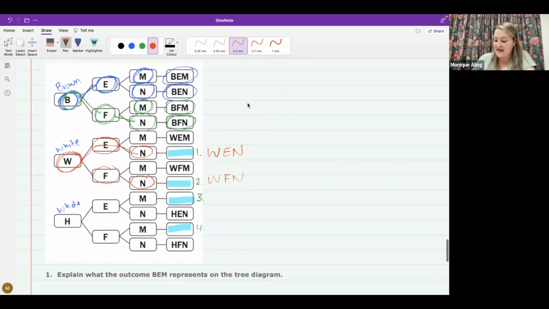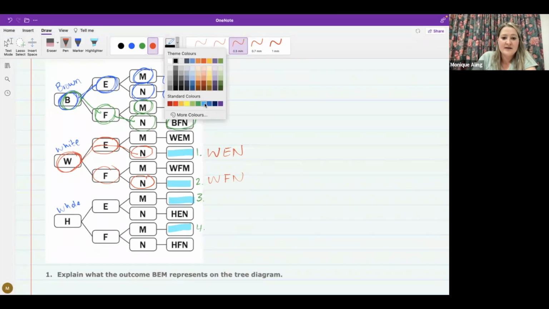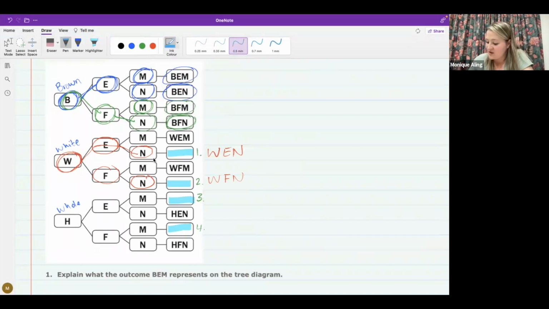Then 3 is with our whole wheat. So it's HEM. So whole wheat, egg filling with mayo. So HEM, and the next one is whole wheat with fish and mayo. So HFM. Nice.